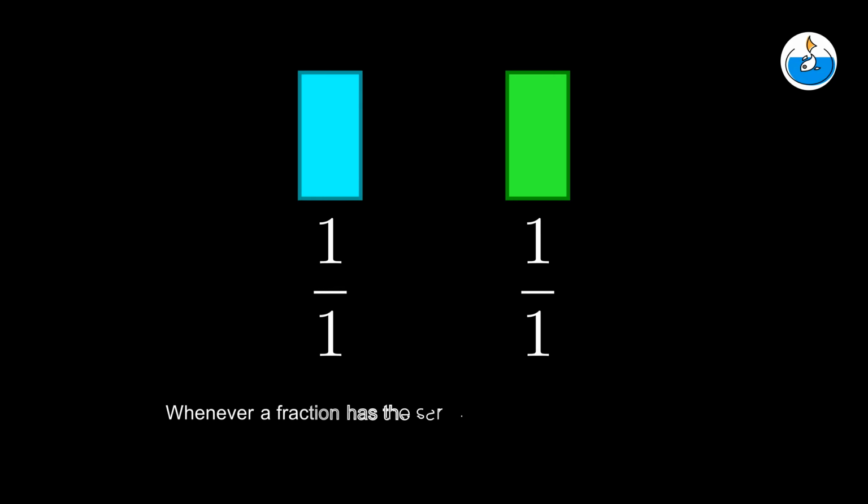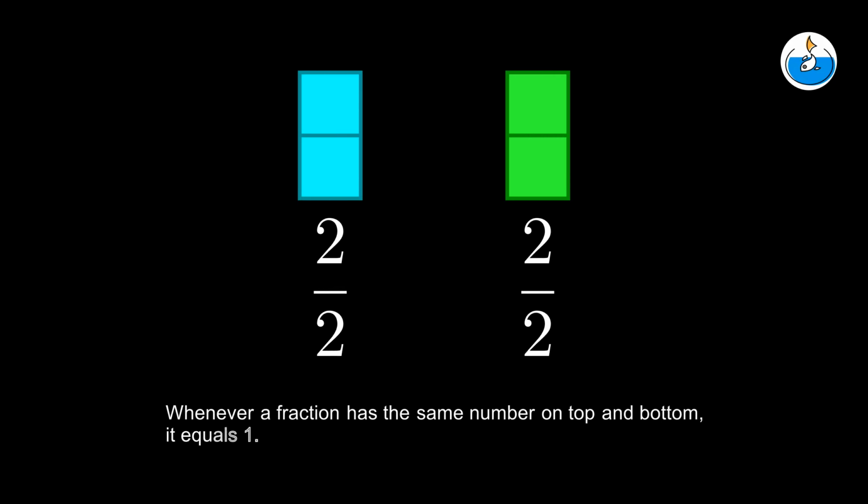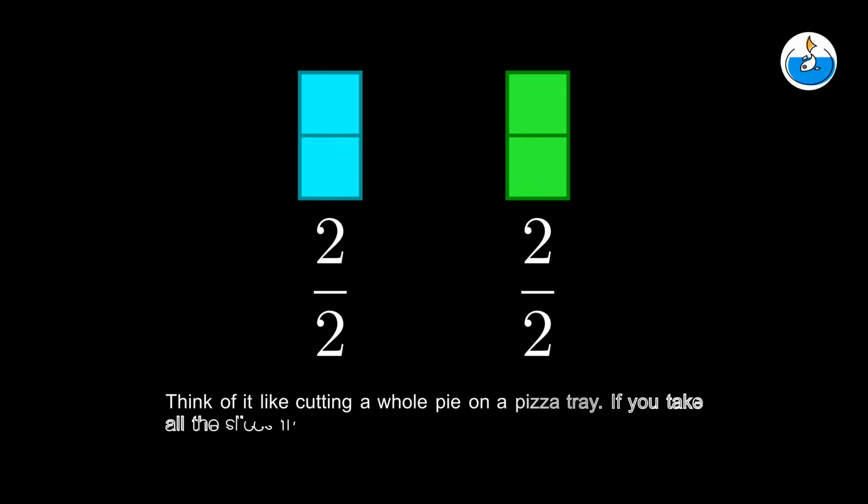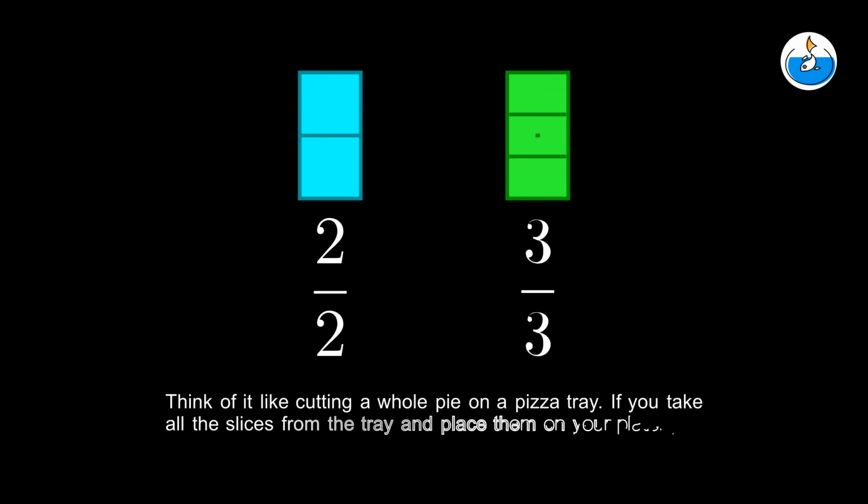Whenever a fraction has the same number on top and bottom, it equals 1. Think of it like cutting a whole pie on a pizza tray. If you take all the slices from the tray and place them on your plate, you have the whole pie again, which is equal to 1 pie.